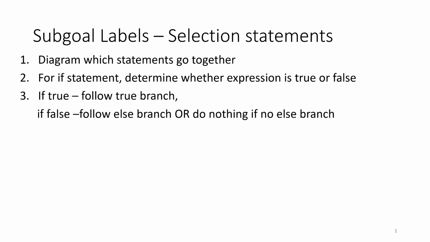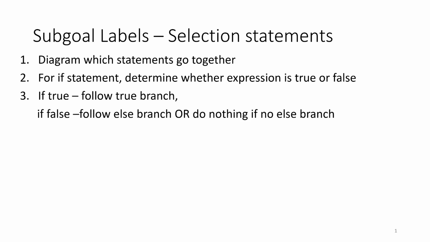Subgoal 1. Diagram which statements go together. Subgoal 2. For the if statement, determine whether the expression is true or false. Subgoal 3. If the expression evaluates to true, then follow the true branch. If the expression evaluates to false, then follow the else branch, or do nothing if there is no else branch.